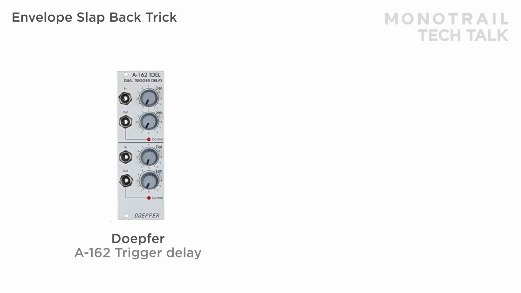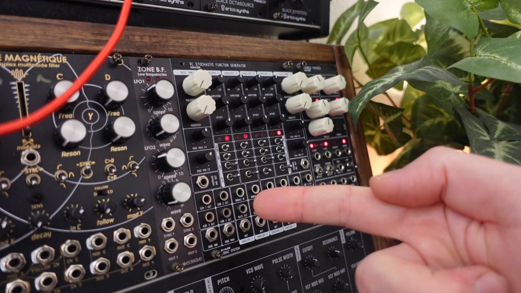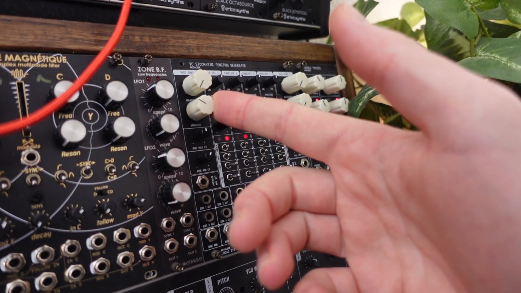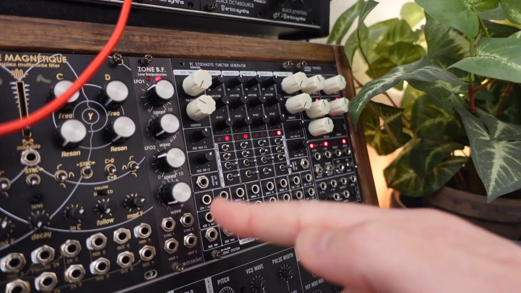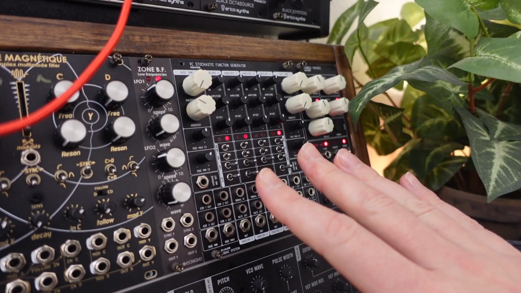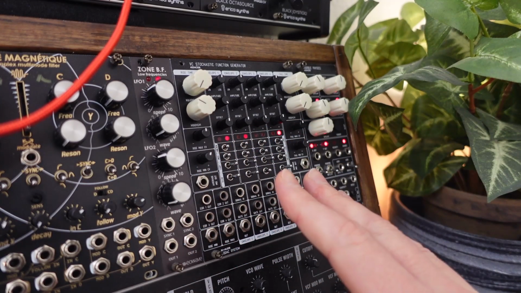You can use a dedicated trigger delay or something like the end of rise, fall, or any other stage from a function generator or envelope. I'm using the end of rise from my ADAC 506 for this. Adjusting the envelope controls the delay time. And if your envelope has CV inputs, you can modulate the delay time as well. If you don't have this option, there are other ways to achieve the same effect. I'll explain those in the last chapter of this video.